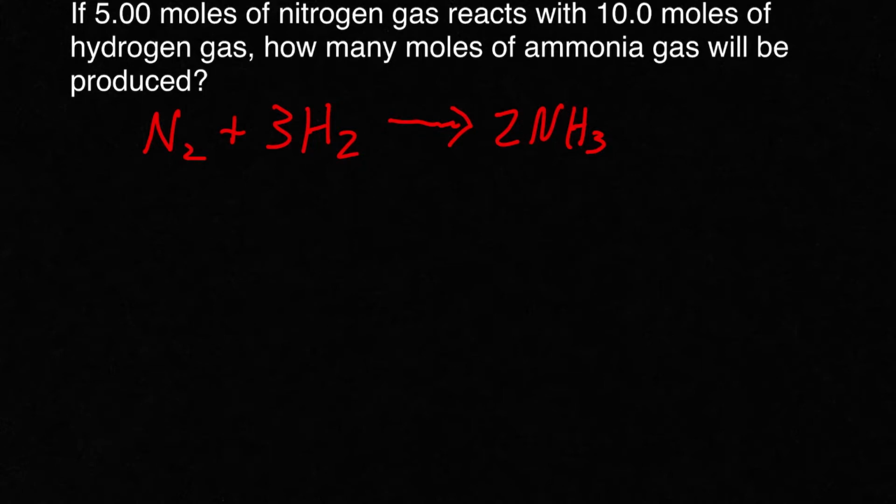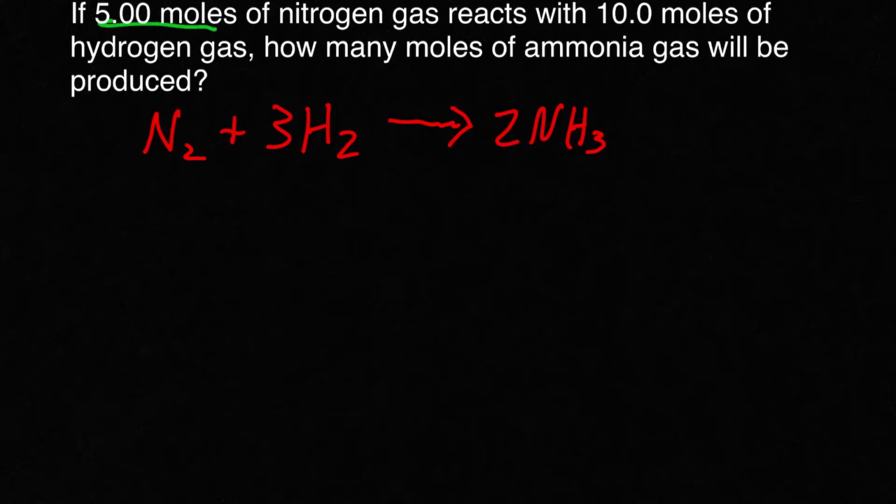Today we're going to take a look at limiting reactants. How do we calculate the amount of product produced from the given amount of two reactants? Let's look at this problem first. Go ahead and read through it, and if you'd like, you can always pause the video and try to solve this on your own. Let's go ahead and get started.